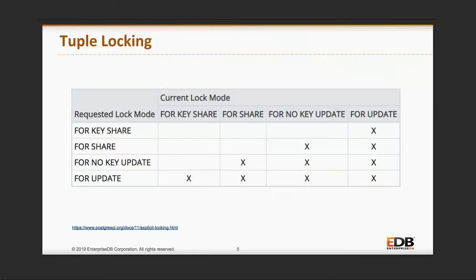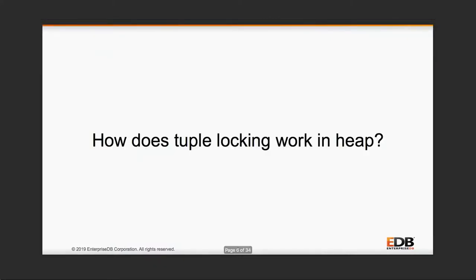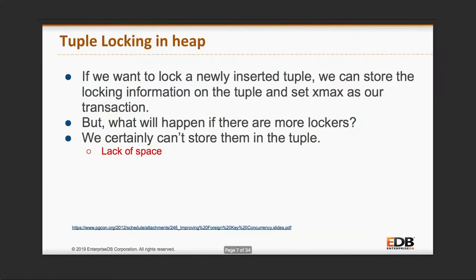This is the compatibility matrix among different tuple lock modes, which you already know, so I'll skip this. Now I'm going to briefly talk about how it is actually implemented in Heap. In Heap, whenever a transaction wants to lock a newly inserted tuple, it can just put the locking information on the tuple and set the xmax as that transaction. But what will happen if there is more than one locker? Because there is not enough space, we cannot keep more than one transaction in the xmax.